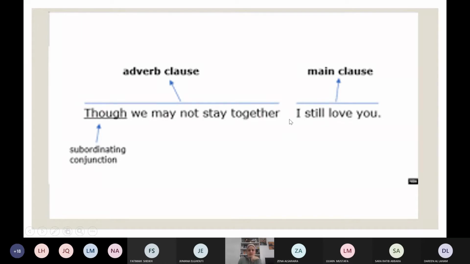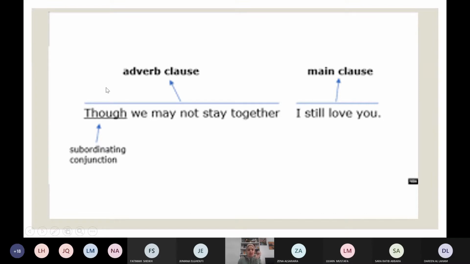So where is the independent clause? I still love you. I is the subject, still love is the verb, you is the direct object. So this is the main clause. Main clause means it can stand alone. Though we may not be together, here it starts with a subordinating conjunction.